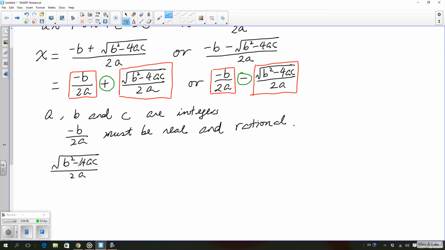because there's a square root here, whether the roots are real or complex, whether the roots are rational or irrational, whether actually we have repeated roots, it all depends on the value of b squared minus 4ac. This part.